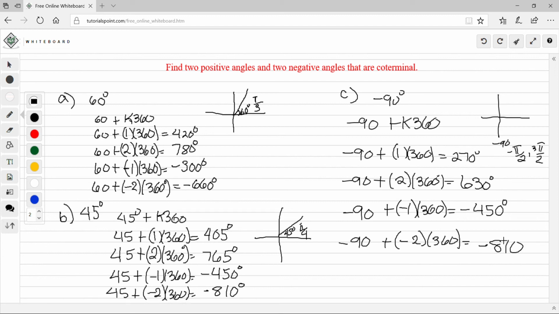So all you've got to do for 2 positives and 2 negatives is, first, put the formula: it's the degree plus 360 times k. And then for the k values, you just plug in 2 positives and then 2 negatives, and that's how you do it.